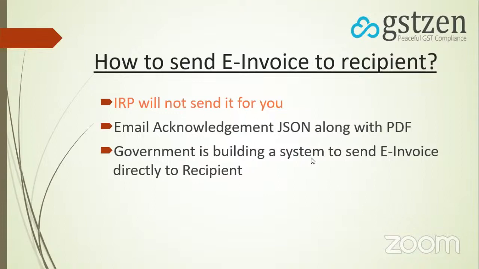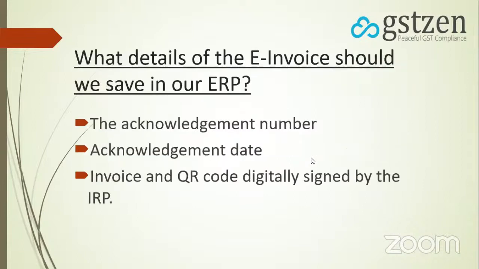So how do you send it to the e-invoice recipient? IRP will not send it to you. You have to email it yourself to the buyer. So acknowledgement JSON along with PDF you should send so that they can verify and validate the e-invoice. What details of the e-invoice should you save to your ERP? You should save the acknowledgement number, date, invoice and QR code digitally signed by the IRP.